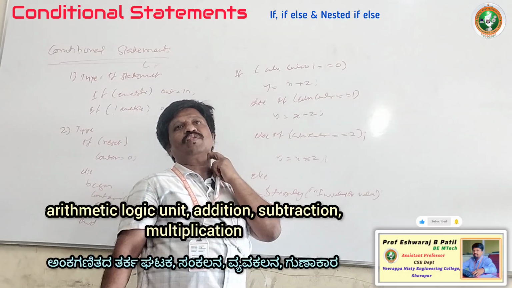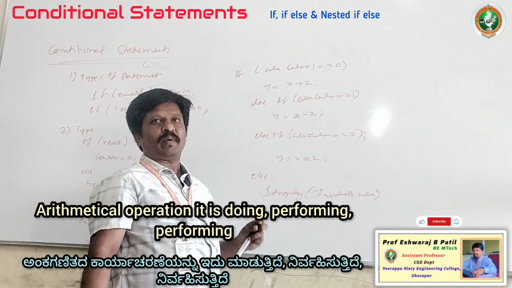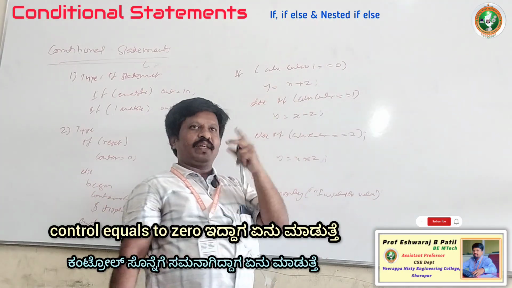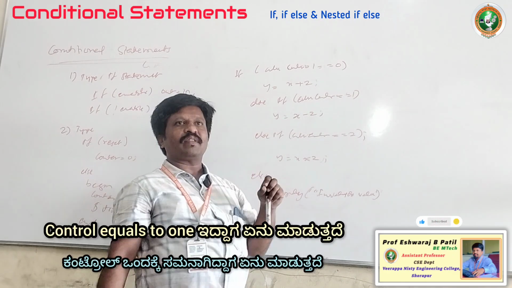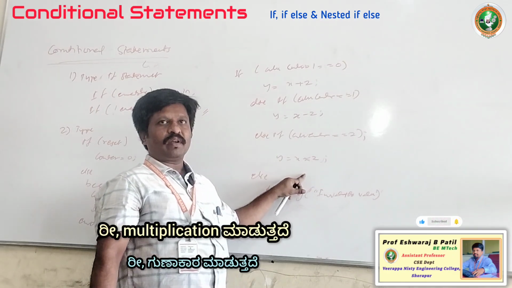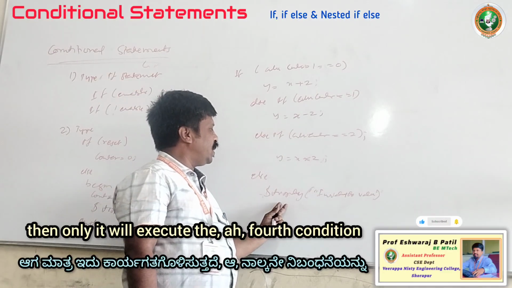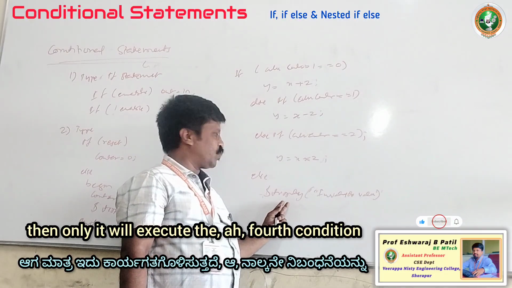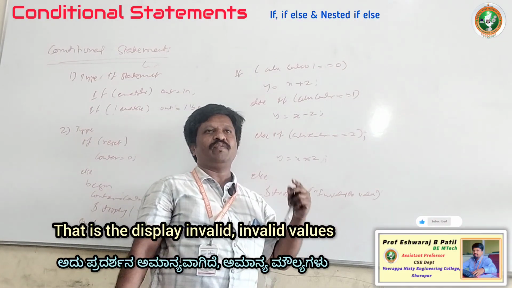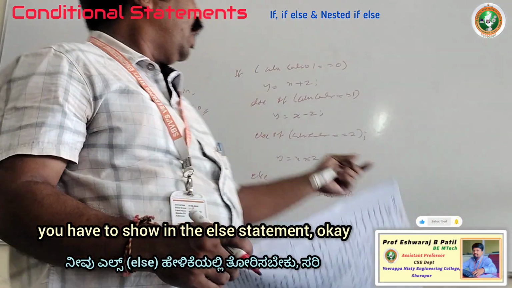ALU, arithmetic logic unit, performs addition, subtraction, multiplication, arithmetical operations. First condition is control equals to 0, it does addition. Control equals to 1, it does subtraction. Control equals to 2, it does multiplication. If these three conditions are not true, then only it will execute the fourth condition, that is the else statement, that is to display invalid values, invalid conditions, it will not perform any operations, you have to show that in the else statement.